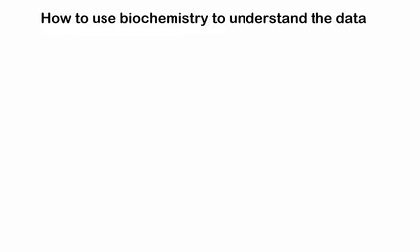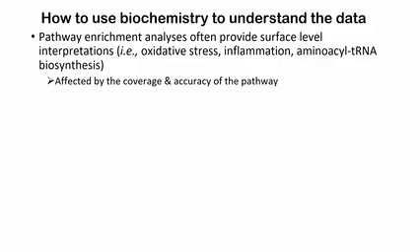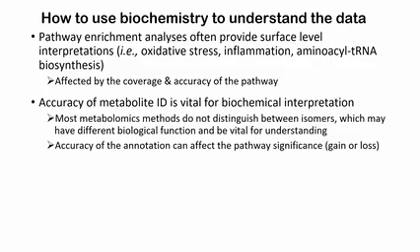So I see my time is running out. How can we use biochemistry to understand our data? We saw the pathway enrichment analyses. They often provide very surface-level interpretations. It's useful, but oxidative stress and inflammation are very high-level ontology descriptions, and saying that inflammation is increased in the system doesn't give us a whole lot of insight. We also know that these can be affected by the coverage and accuracy of the pathway, as well as the accuracy of the annotation of the metabolites. So we need to be at least aware of what we're reporting.